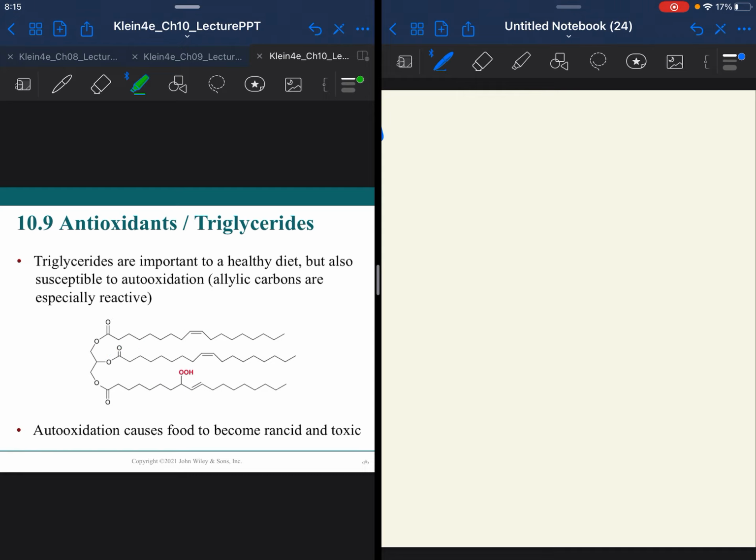You'll definitely look at these in biochem. And these unsaturated bits are more easily oxidized than if there was a totally saturated fat. That's why a lot of your unsaturated fatty foods have a lower shelf life. This is what causes food to become rancid, causes food to become toxic, is this radical reaction.